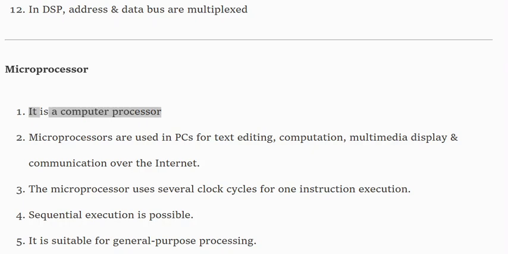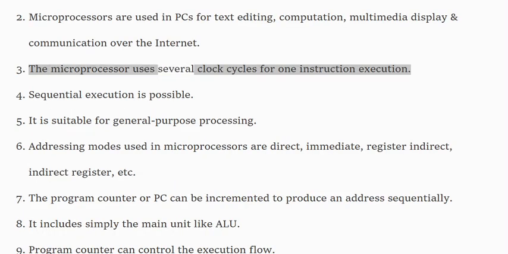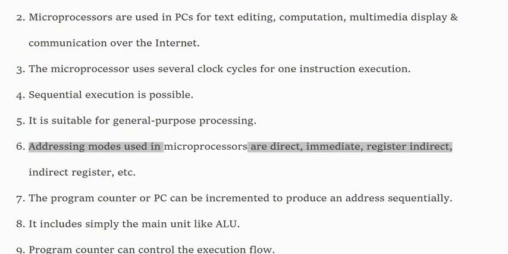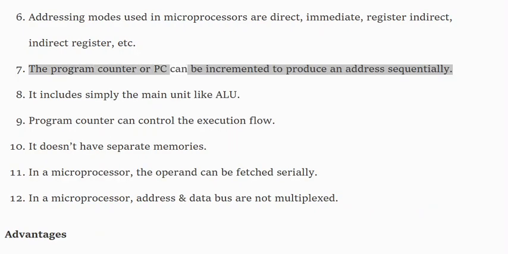Microprocessor. It is a computer processor. Microprocessors are used in PCs for text editing, computation, multimedia display and communication over the Internet. The microprocessor uses several clock cycles for one instruction execution. Sequential execution is possible. It is suitable for general-purpose processing. Addressing modes used in microprocessors are direct, immediate, register indirect, indirect register, etc. The program counter or PC can be incremented to produce an address sequentially.